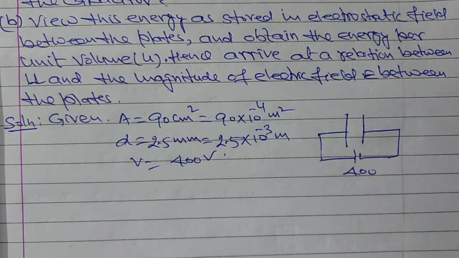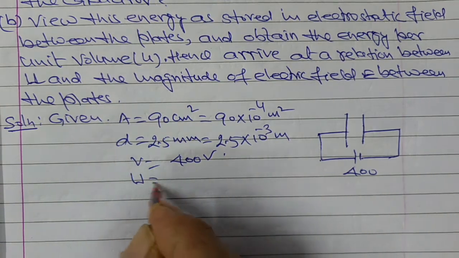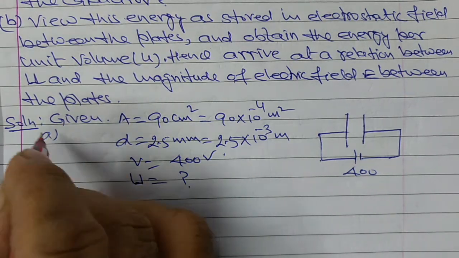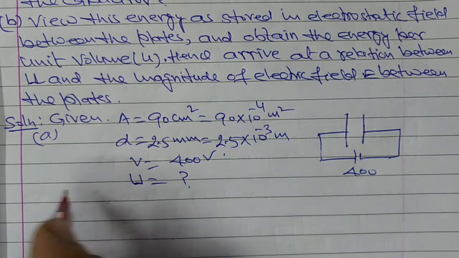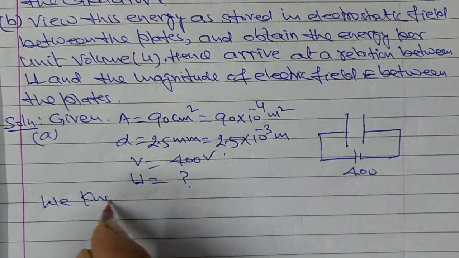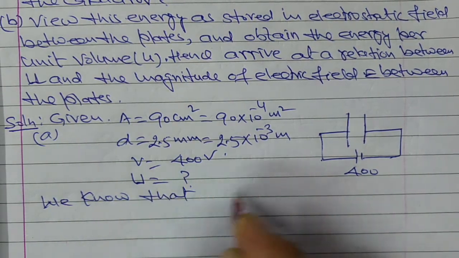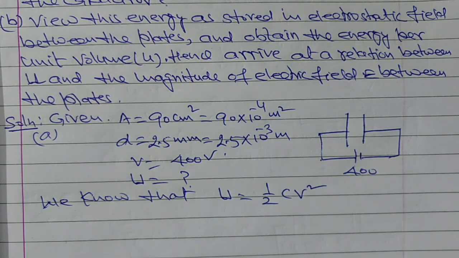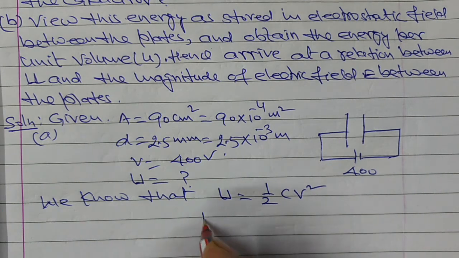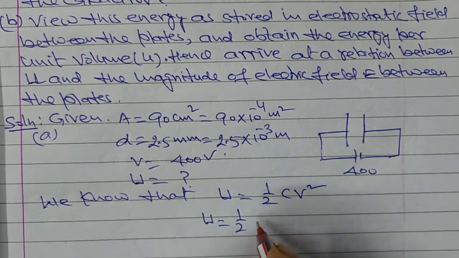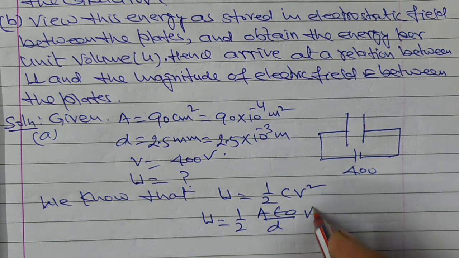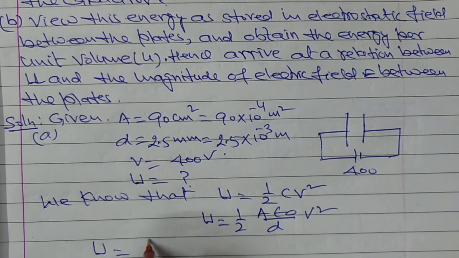Now find the energy stored by the parallel plate capacitor. हमें एनर्जी फाइंड करनी है, कितनी एनर्जी स्टोर्ड होती है. This is A part of the question. We know that energy stored by the parallel plate capacitor is half into C into V square. Now U is equal to half into C, where C, the capacitance of the parallel plate capacitor, is given by A epsilon naught upon D, into V square, and this, on putting the values.